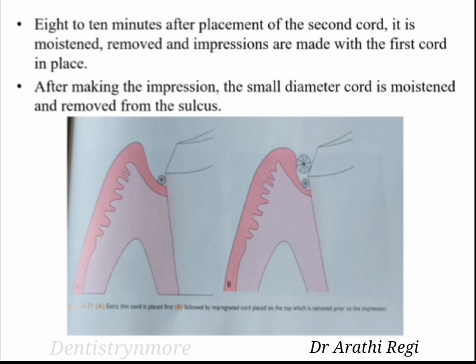After 8 to 10 minutes, it is moistened, removed, and the impression is made with the first cord in place. After making the impression, a small diameter cord is also moistened and removed from the sulcus. So, in this figure, you can see this one is the small diameter cord and this one is the large diameter cord that is placed above the small diameter cord.